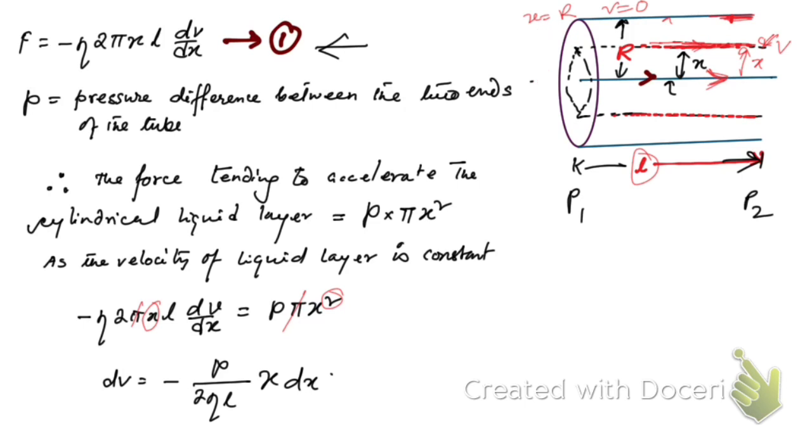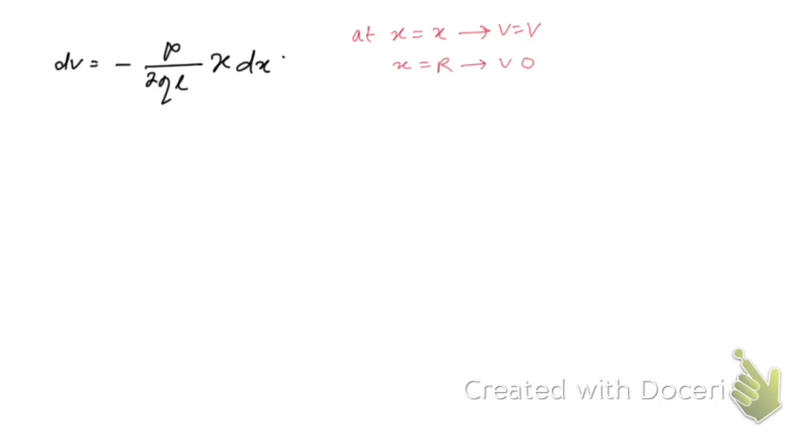So that's why we're going to integrate this, taking the limit at x is equal to x, the velocity is v, where at x is equal to r, the velocity is 0. Okay, so if we integrate that way, then let me copy these things and go to the next slide.